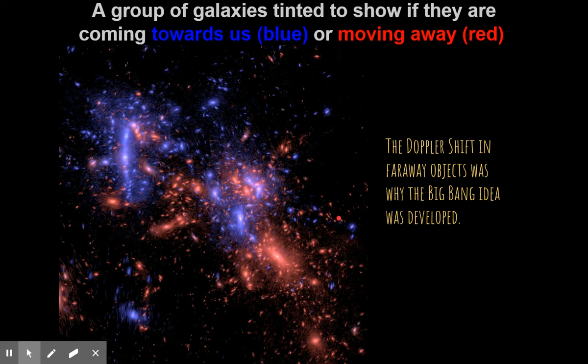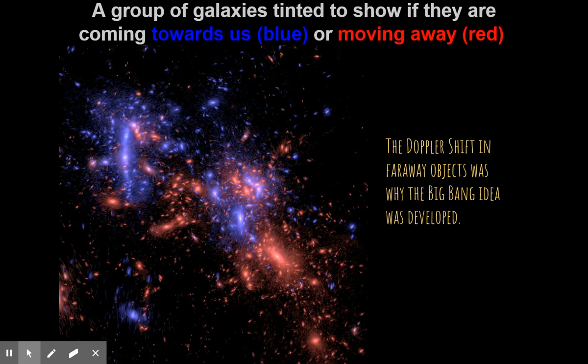That's just a cool thing that astronomers are doing all the time, looking at the Doppler shift in the light that's coming to us. An interesting thing to note: the Doppler shift in faraway objects was why the Big Bang idea was developed. It was Hubble, like the Hubble Space Telescope, but it was named after him. He was from long ago, and he noticed this, and he was like, "What is this? Why are these red shifted, and why are these blue shifted?"